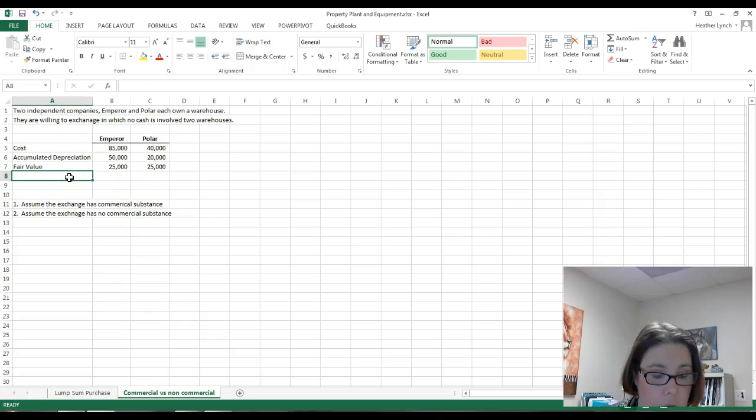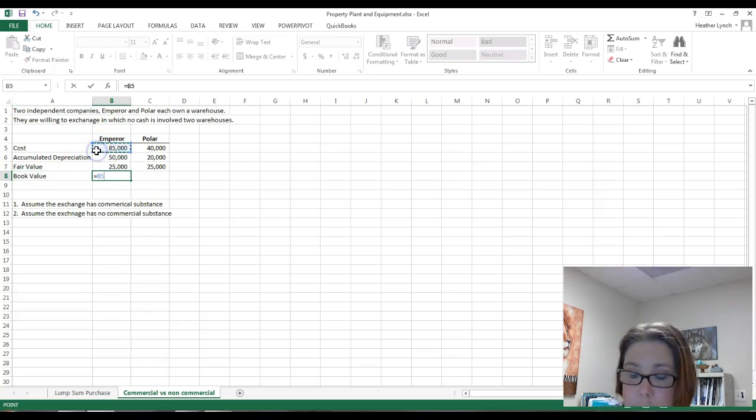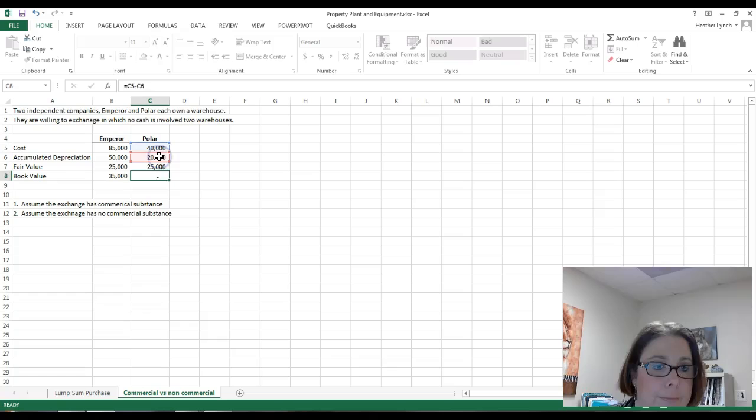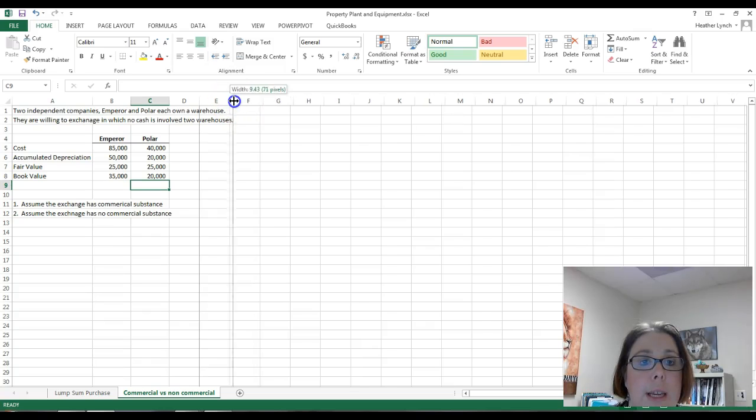Now one thing I want to do is bring in the book value. So remember, the book value is the difference between your cost and your accumulated depreciation. There should be nothing new from our financial accounting. So what I need to do is the journal entries to assume the exchange has commercial substance. Okay, so we'll do the first one here.